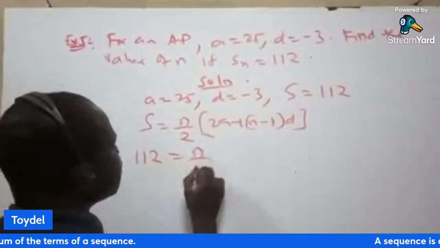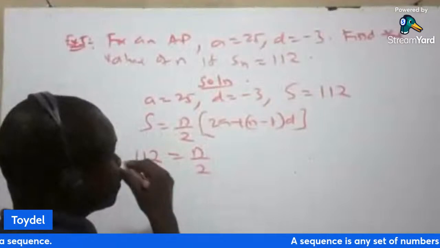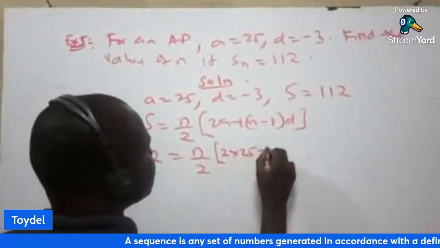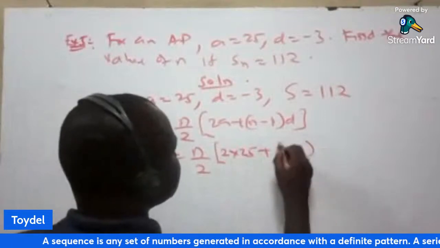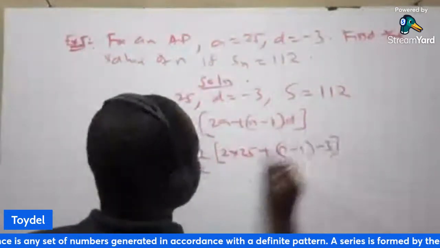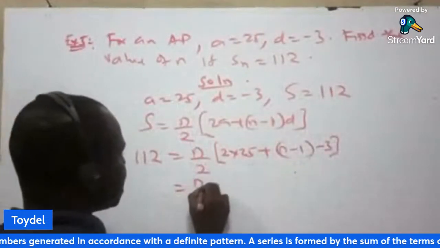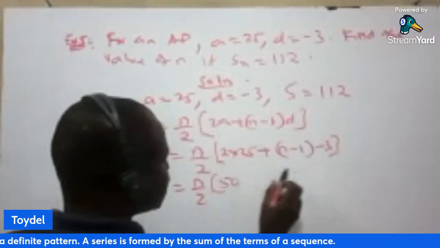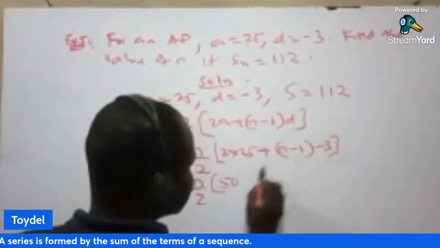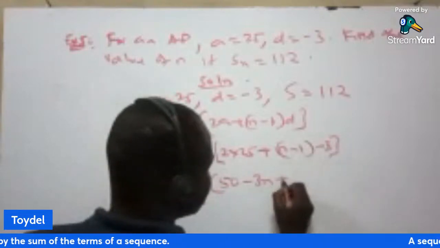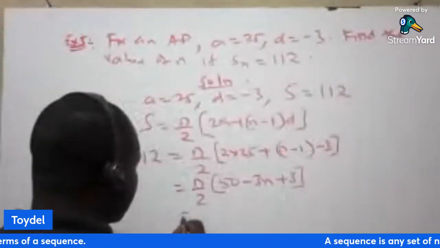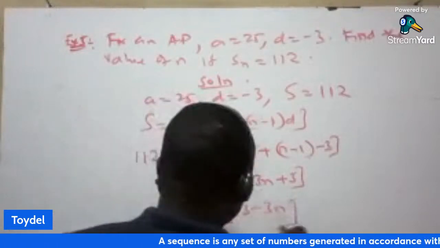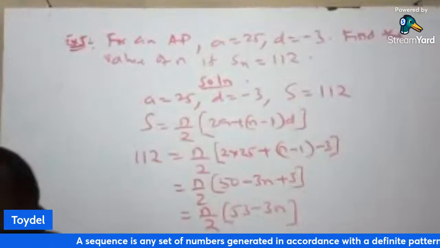So we are given the sum as 112, which is equal to n all over 2, then 2 multiplied by 25 plus n minus 1 into bracket minus 3. So we have to be very careful there. Here will be n all over 2 into bracket 2 times 25, that's 50. Then 50 minus 3 times n, that's minus 3n, minus times minus, that's plus 3. So here we are going to have n all over 2 into bracket 53 minus 3n. That's what we get.